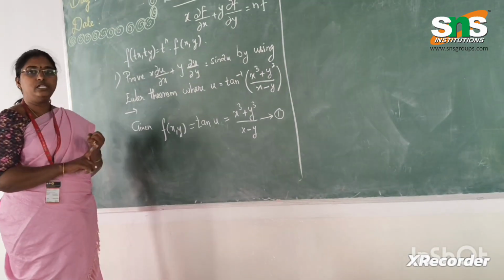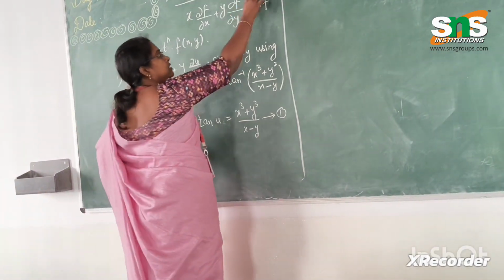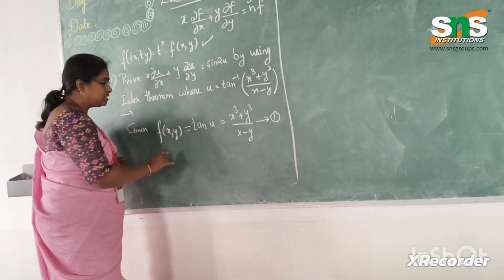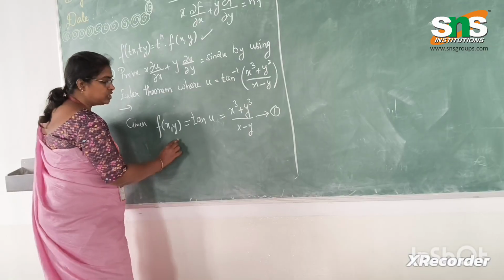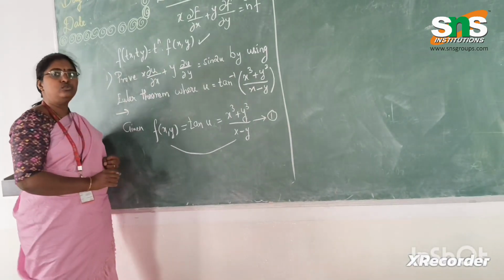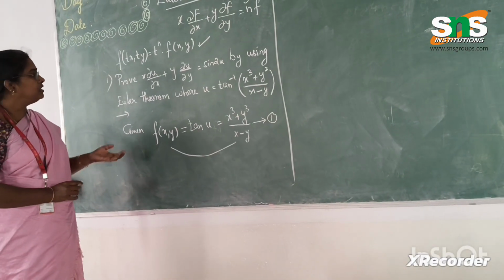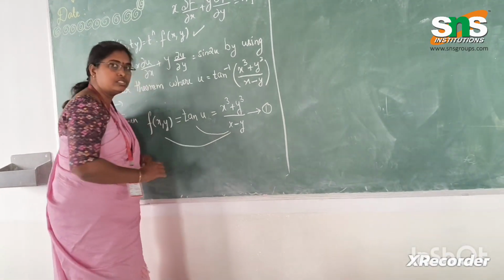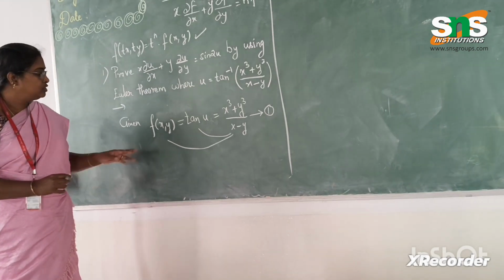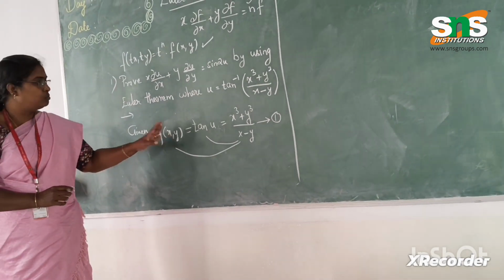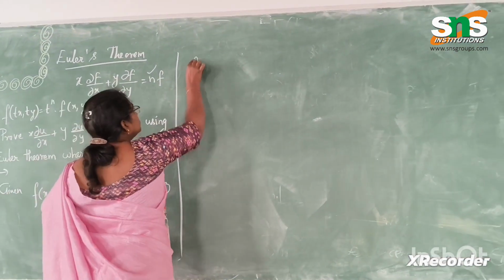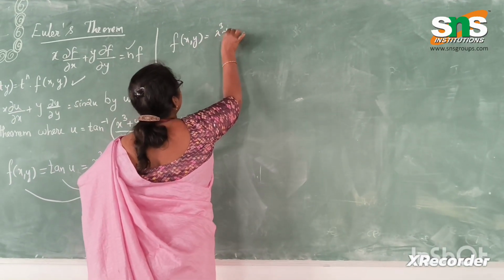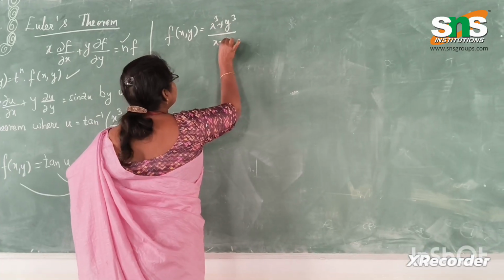For the first condition, we want to get the degree. For this, you can go for checking the homogeneous function. For the homogeneous condition checking and for applying Euler's theorem, you can choose these two conditions. One by one we can do it now. First, I am going to derive the homogeneous condition. f of x, y equals x cube plus y cube divided by x minus y.